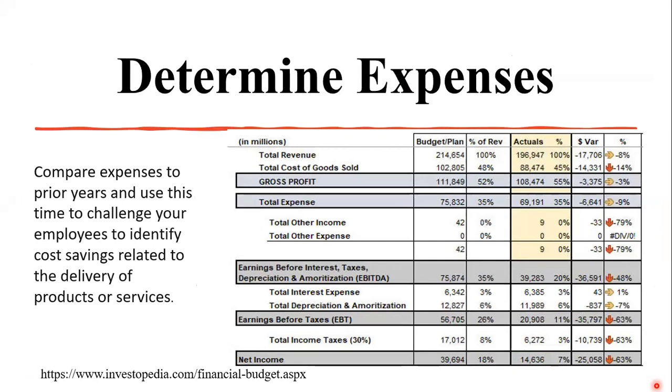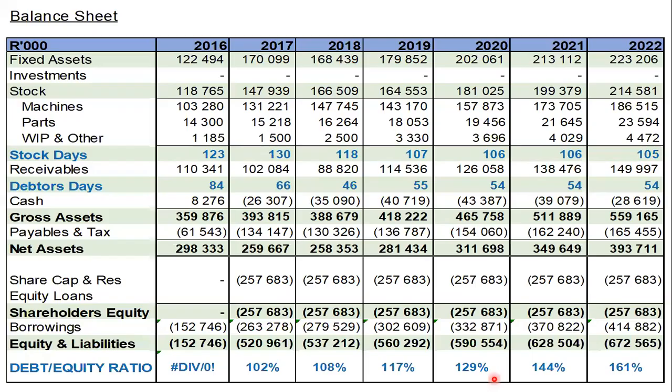Okay. Then determine your expenses, compare expenses to prior years, and use this time to challenge your employees to identify cost savings related to the delivery of products and service. And this would also be a typical budget plan where you review actuals to your planning figures.